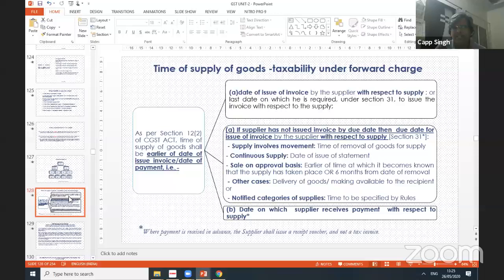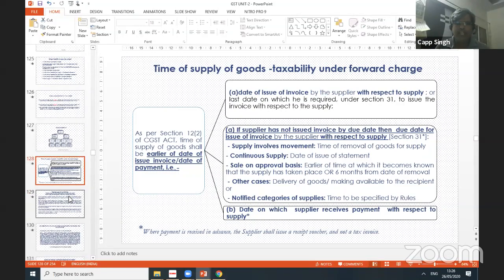So in all those cases, one point to note is that as soon as we issue the invoice, the tax liability arises. Suppose in March we have issued the invoice, then by April 20 we have to deposit the tax. So the liability of payment of tax arises in March, the month in which we have issued the invoice. This is the point.